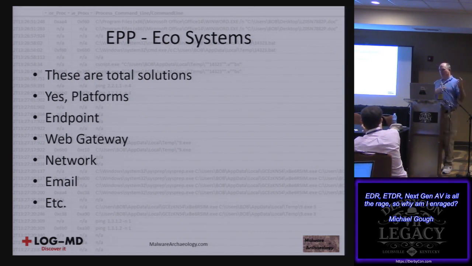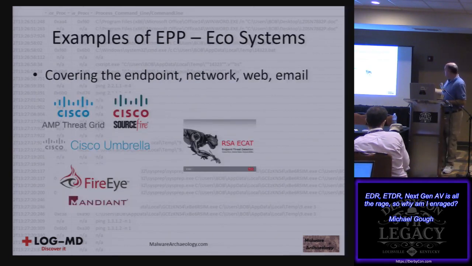The ecosystems, these are the big guys. So we got the platforms, the endpoint, web gateway, network, email, right? They have everything. And if you're in that space, if you're an all Cisco house, you might go the whole ecosystem of Cisco, or FireEye Mandiant, you may go the whole ecosystem of FireEye Mandiant. And so that's really what these are.